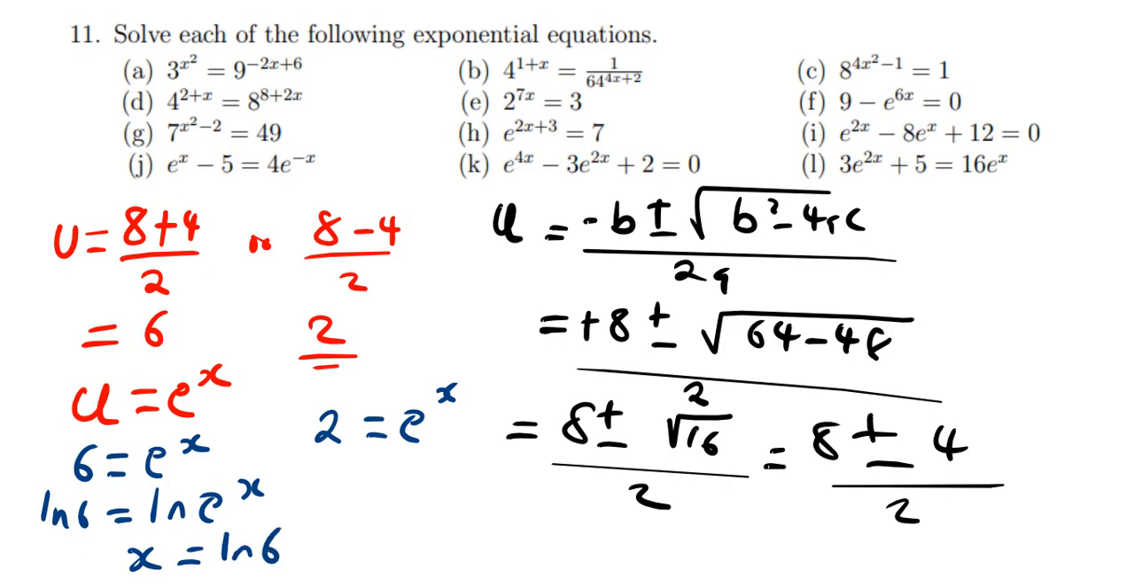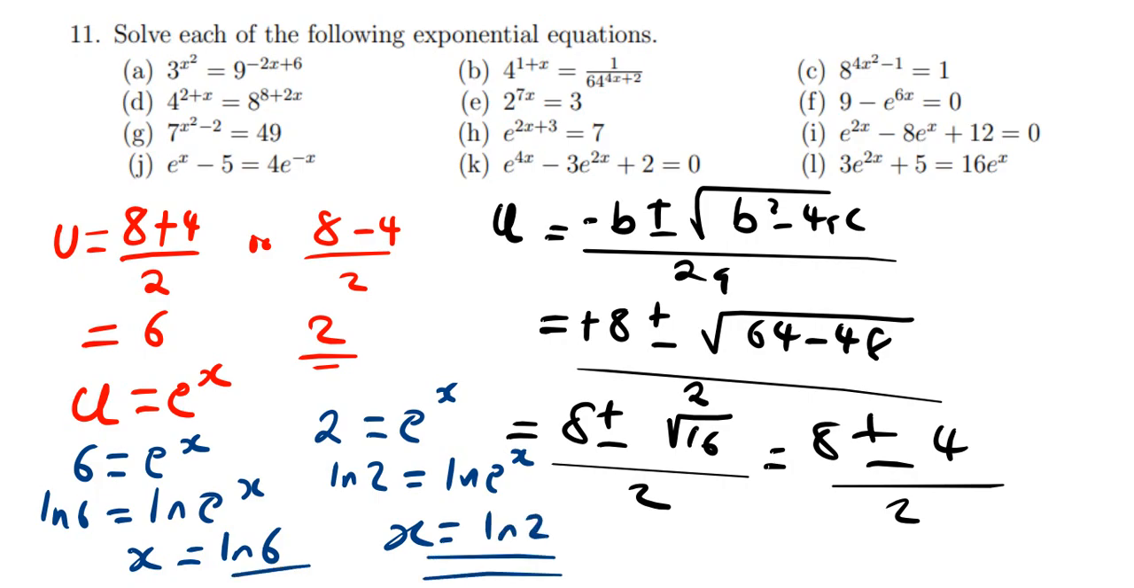Then on the other side, it's the same thing. I'm going to introduce natural log on both sides. Natural log of 2 is equal to natural log of e to the power x. Therefore x is just equal to natural log of 2. So these are the two answers that we have for our x.